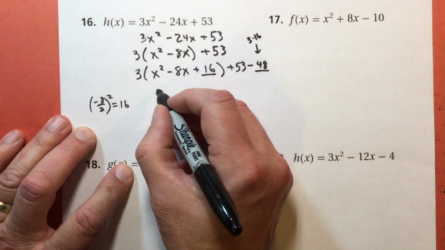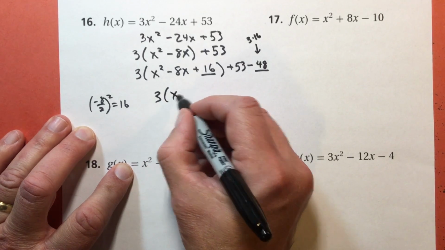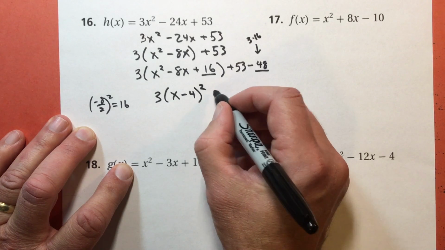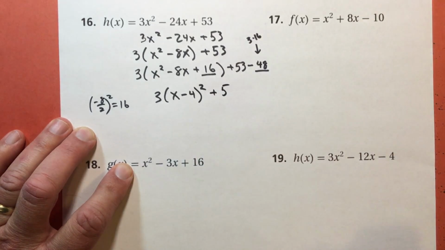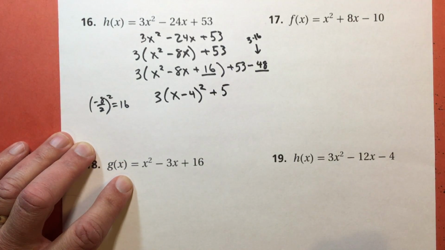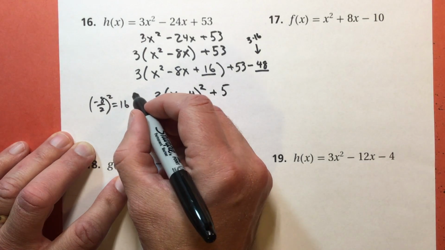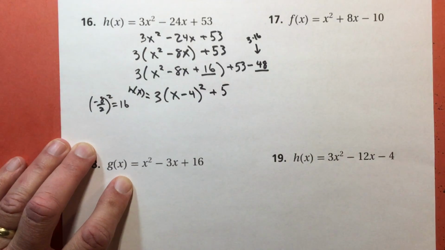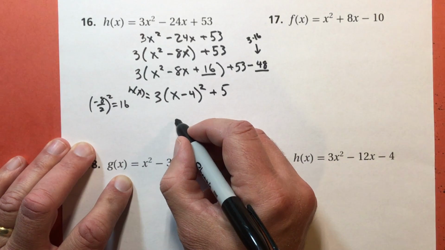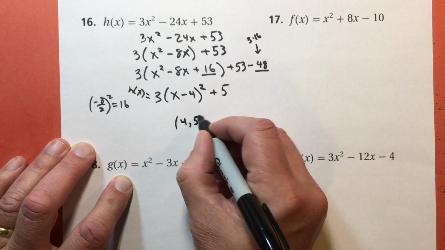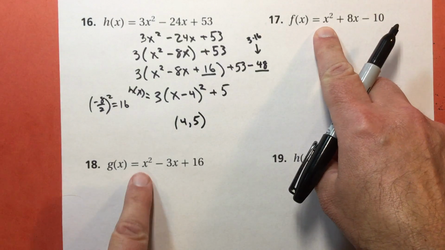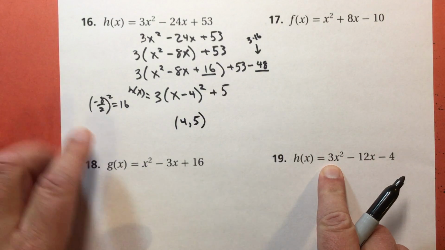So now let's simplify it. I get 3 times x subtract 4 squared. 53 take away 48, I think, is 5. And that is my function in vertex form, which happens to be named h of x. And my vertex is 4, 5. All right. That one's nice. This one's nice. We're going to do another hard one right here.